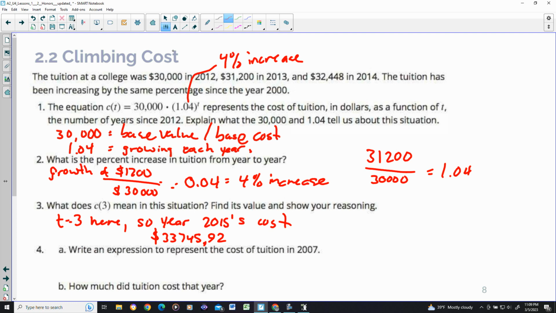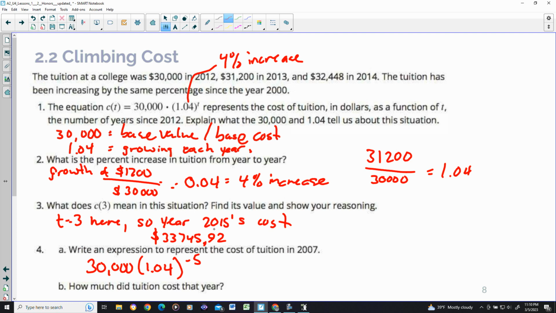Or we could realize that 2007 is 5 years prior. And if it's 5 years ago, does that mean we could use a negative? So could I do 30,000 times 1.04 to the negative 5, because that was 5 years before 2012? Well, I could, because this function was written from a base of 2012, so to find 2007, we could use minus 5. Now, here's a question.